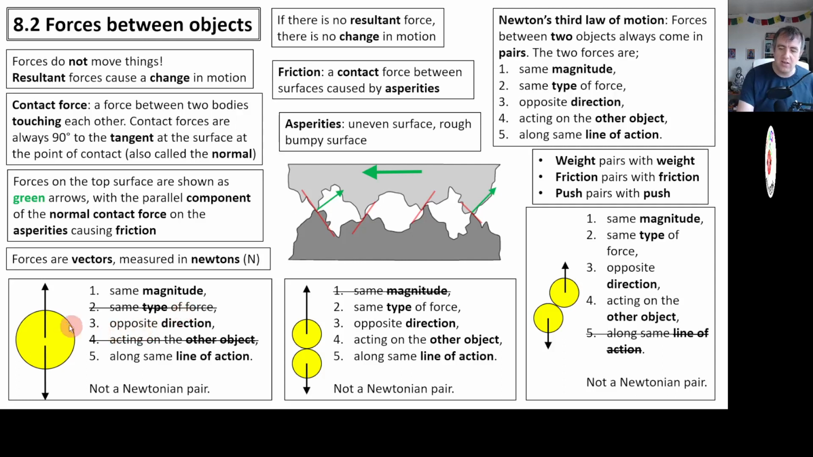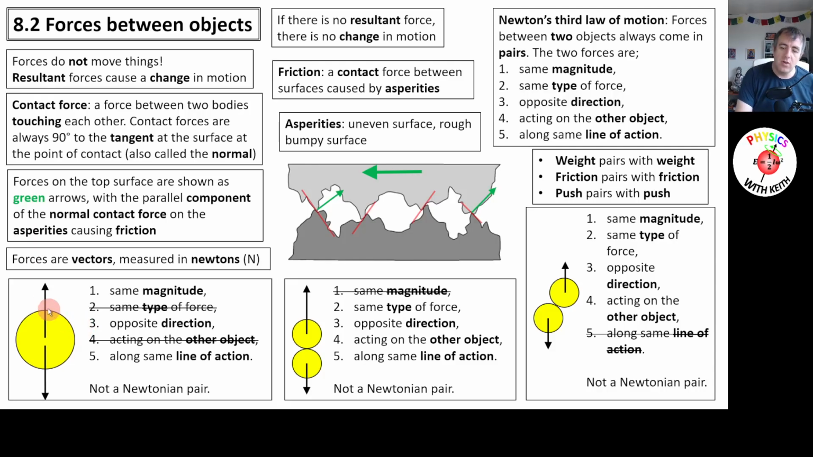But let's just check the others. Are they in opposite directions? Well, yes. Are they each acting on a different object? No, they're both acting on the same object. Draw a line through it. It's not a Newton's third law pair. Are they along the same line of action? Yes. So if I draw a line connecting the point where each force is acting, then the forces act along that line. That is true. You can see that from this diagram. But they're not a Newton's third law pair.